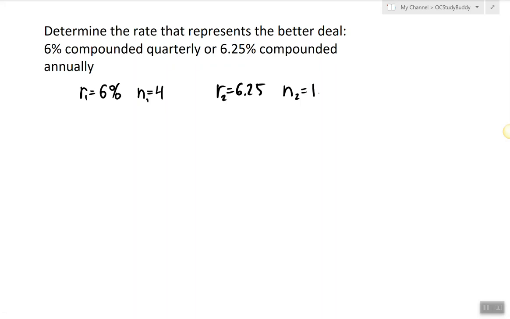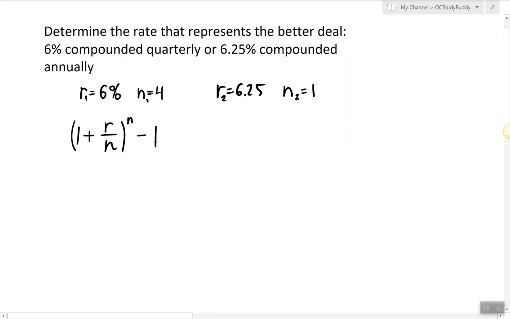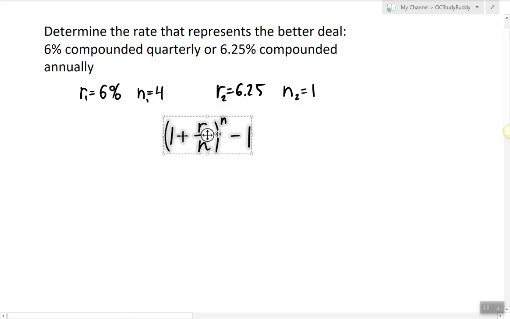So to find the effective interest rate for the first deal, we simply have to evaluate the following expression for the given R and N. So this is the formula for the effective interest rate. And when N equals 1, what's going to happen is that the effective interest rate is exactly the given interest rate, which is the annual.